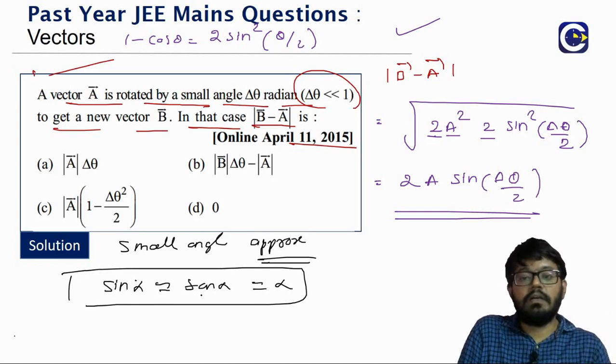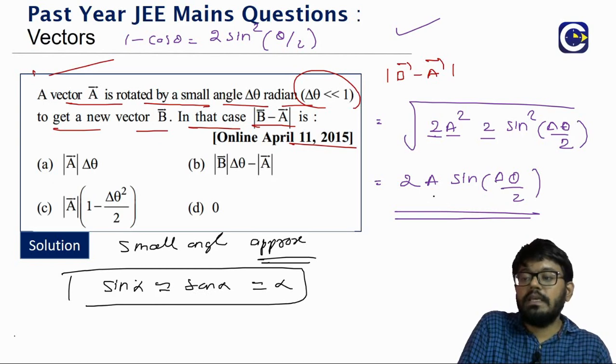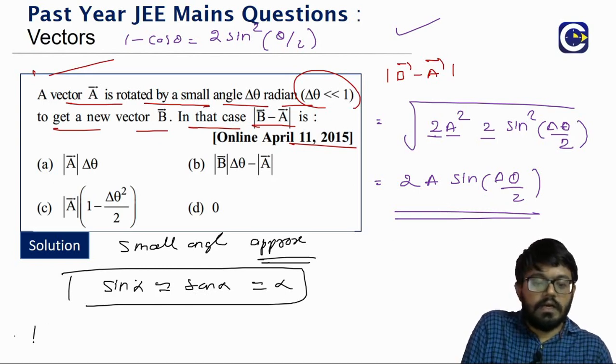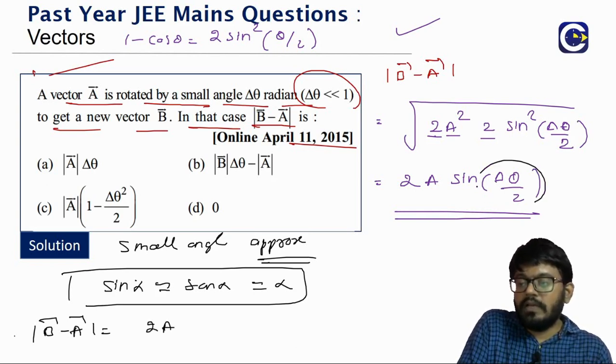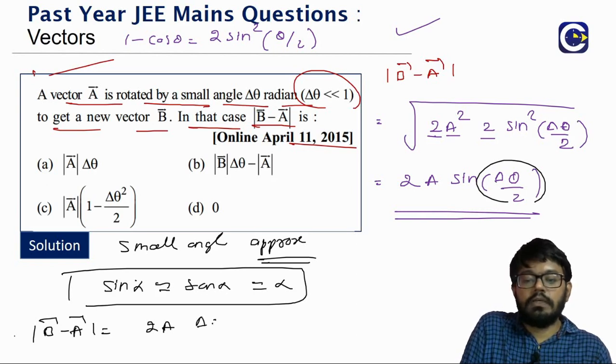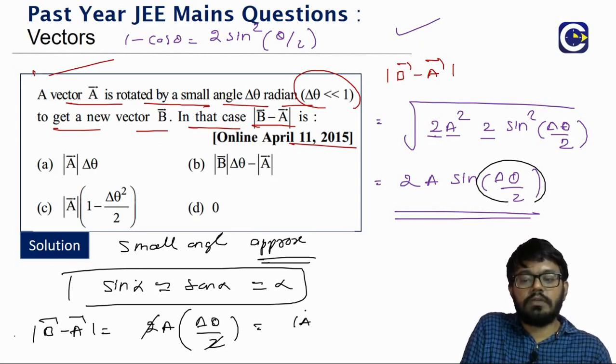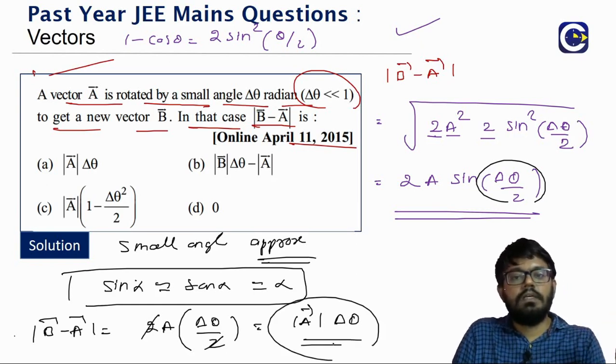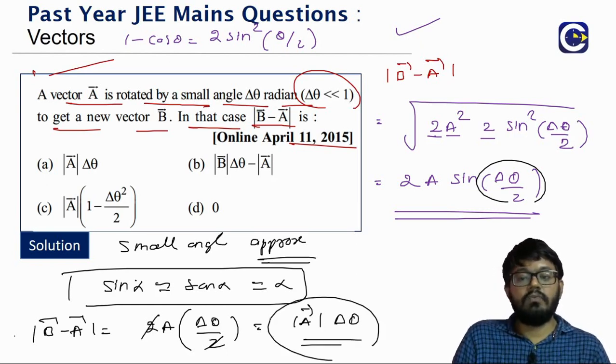You can check our basic math videos on the trigonometric identities and all these relations. Which means here, for the mod of b minus a, we can use the small angle approximation. 2a, the sine of this angle will be approximately equal to the angle value itself in radians, delta theta by 2. 2 gets cancelled. So a into delta theta. A is mod a only. When we simply say a, that is the modulus of the vector a. So look at it, what is the answer for this? It is our option A.